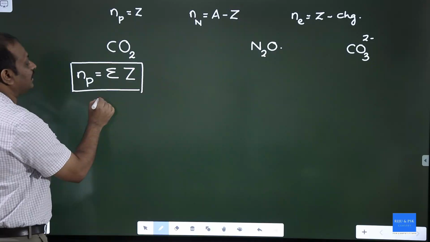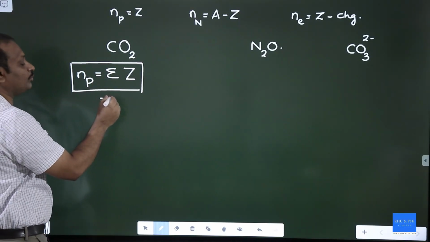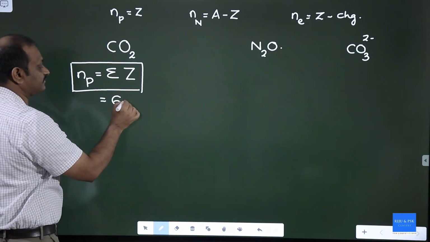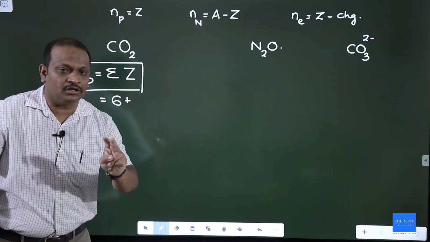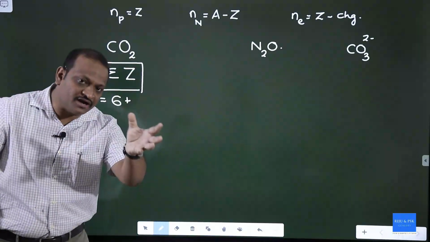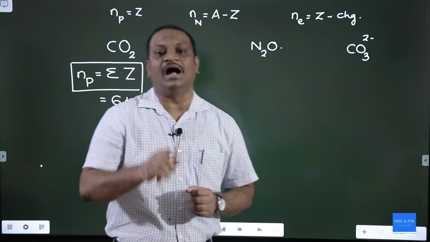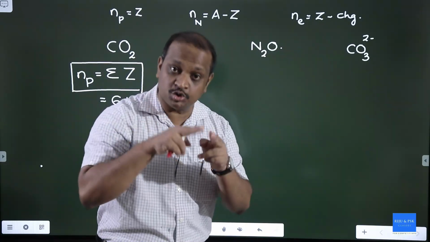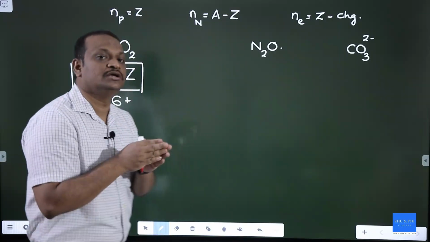Here, the atomic number of the first carbon is 6. Next, we have not one oxygen, we have two oxygen, so you have to consider both oxygen atoms, isn't it? For one oxygen atom, the atomic number is 8, and we have two atoms there. So in total we need to add 8 plus 8, 16.